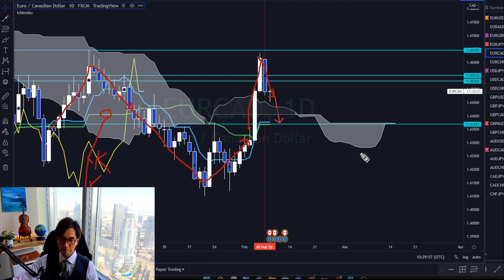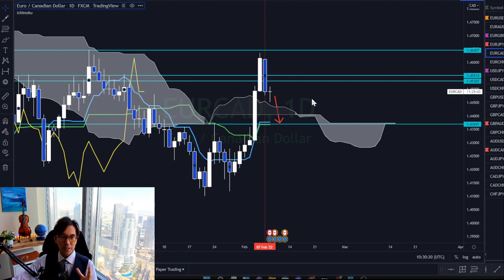But of course, this is not 100%. It may be supported at some point and it goes up also. So we need to continue to monitor. But in general, the market tends to retrace back to Kijun Sen, which is the basic behavior of the market by Ichimoku Kinko Hyo.